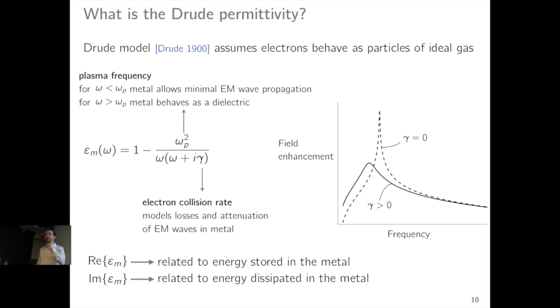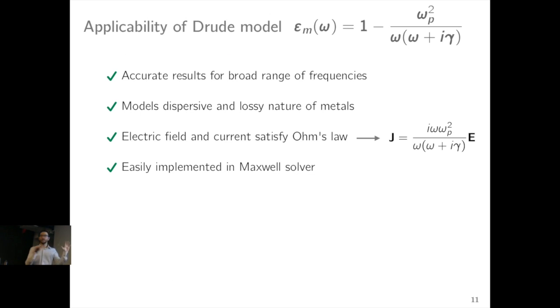But as soon as we turn on this damping constant, this gamma, to be positive, we see a decay and a broadening of these resonances, which is much more in line with what can be observed in the experiments. So overall, this is the Drude's permittivity, and again, it's going to be important because I'm going to be referring to it on and on during the presentation. This is the applicability of this model.